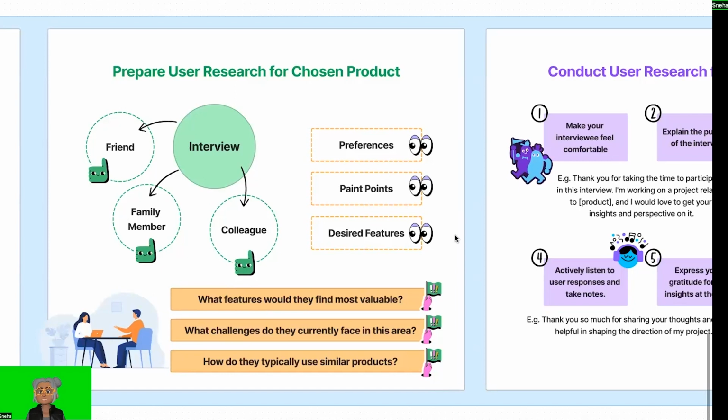It's time to conduct some user research to gather insights and ensure that your product meets the needs of your target audience. We will be doing this by interviewing someone around you, a friend, a family member, or even a colleague who might be interested in the product you have in mind. This interview will help you gather insights and understand their perspective in terms of their preferences, pain points, and desired features related to the product.